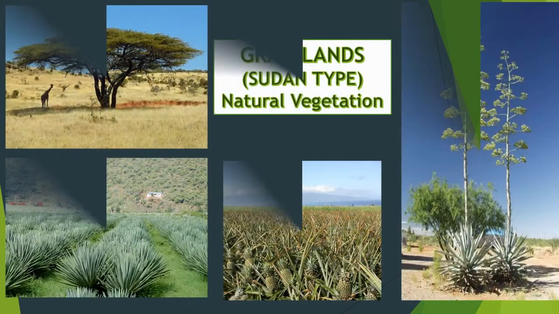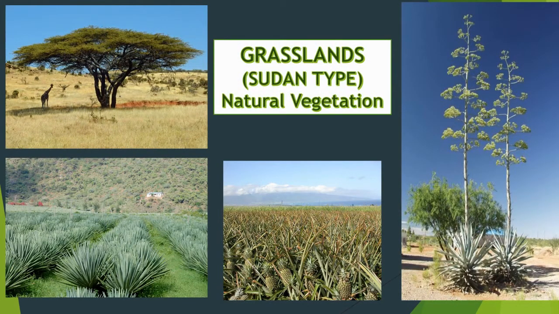The natural vegetation found in this grassland is very vast and huge in this region. It has tall and thick grass, and the height of the grass goes up to 6 meters. This grass is also known as the elephant grass because of its height.